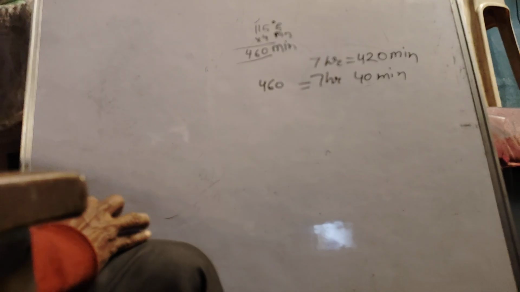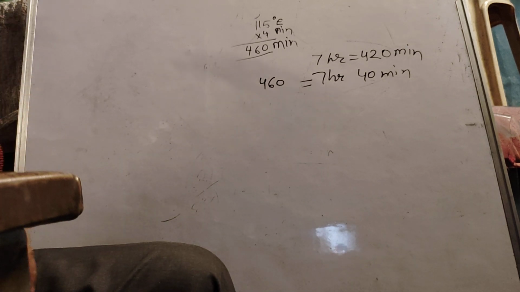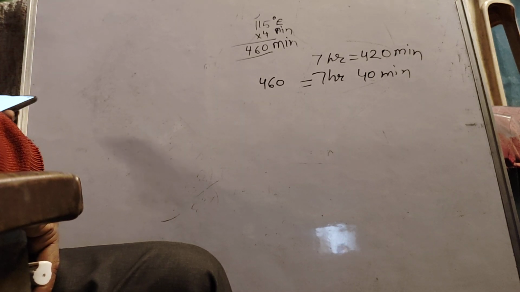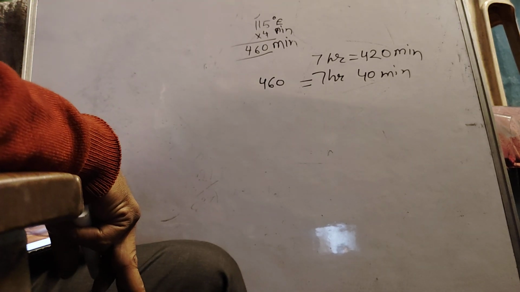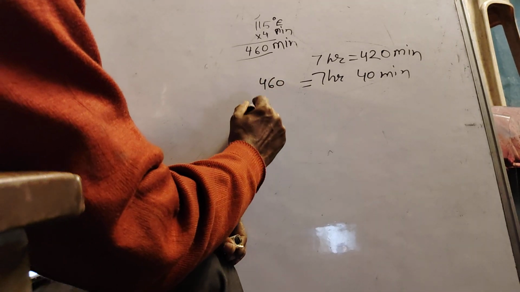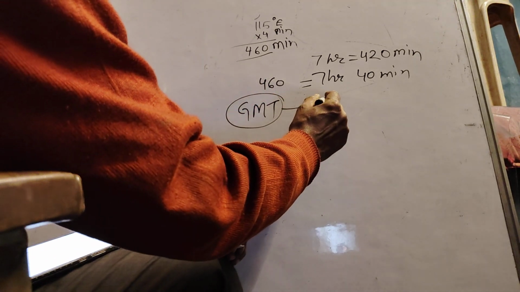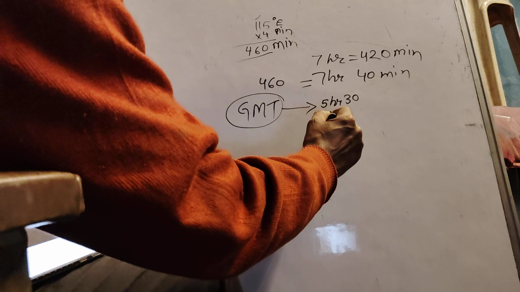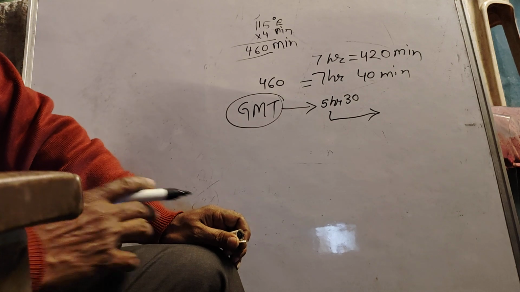From GMT time, Australia time is ahead. How much? Around 5 hours. From India time it is 5 hours, but India is also behind GMT time. GMT time starts from London, and from GMT time India lags 5 hours 30 minutes, and India is behind the Australian time, so Australian time is ahead.